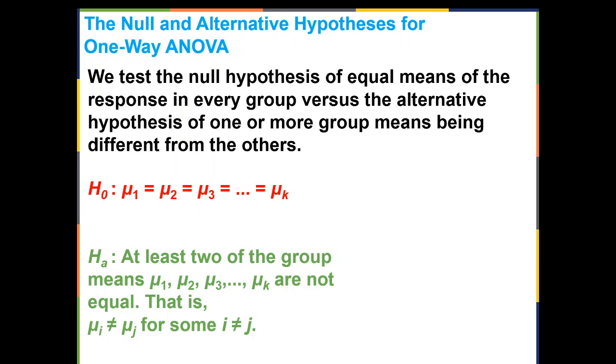So we test the null hypothesis of equal means of response in every group versus the alternative hypothesis of one or more group means being different from others. The null hypothesis says that they're all the same, and this k is the number of groups that we have, right? The number of values that the categorical variable has. And the alternative says at least 2 of the group means are different.